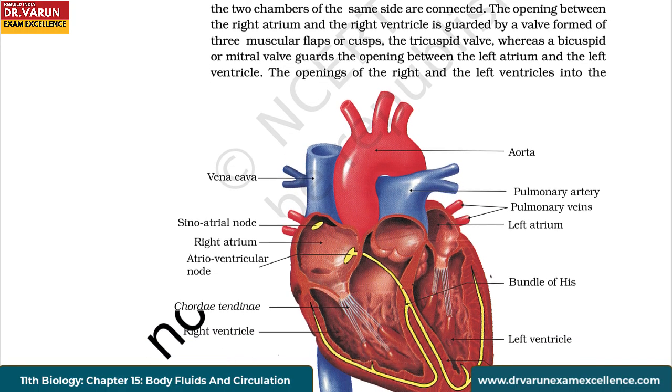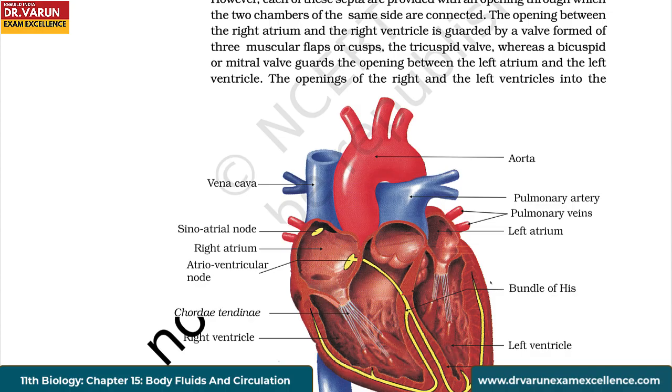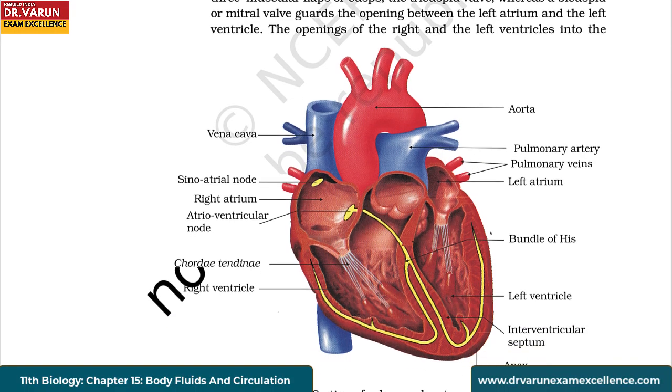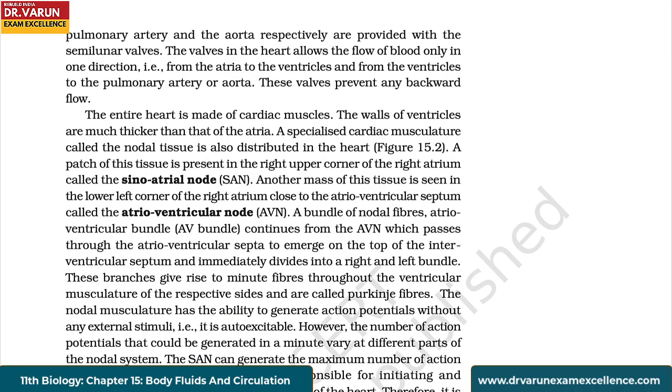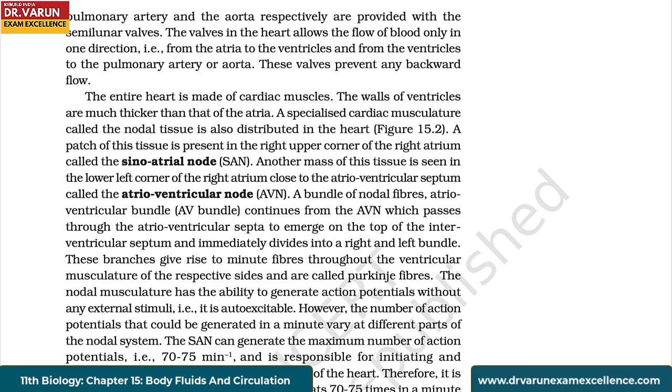are connected. The opening between the right atrium and the right ventricle is guarded by a valve formed of three muscular flaps or cusps, the tricuspid valve, whereas a bicuspid or mitral valve guards the opening between the left atrium and the left ventricle. The openings of the right and the left ventricles into the pulmonary artery and the aorta, respectively, are provided with the semilunar valves. The valves in the heart allow the flow of blood only in one direction, that is, from the atria to the ventricles and from the ventricles to the pulmonary artery or aorta. These valves prevent any backward flow.